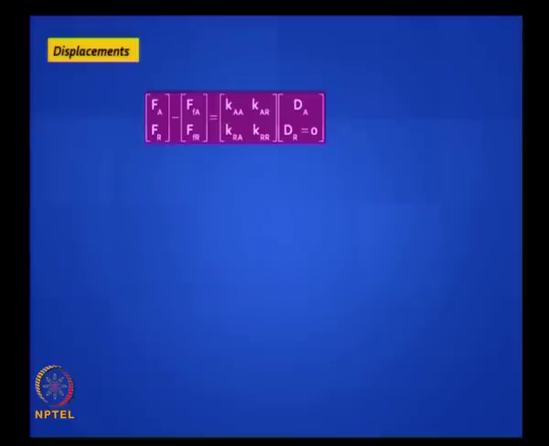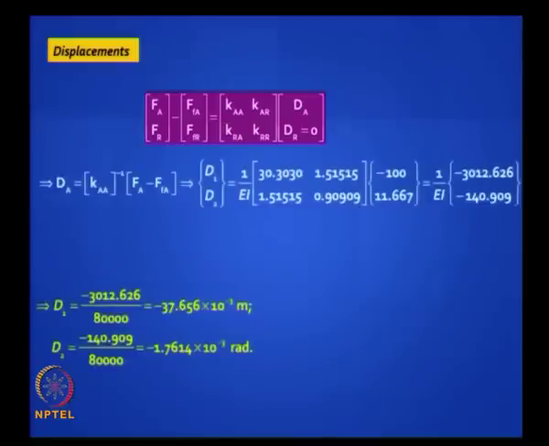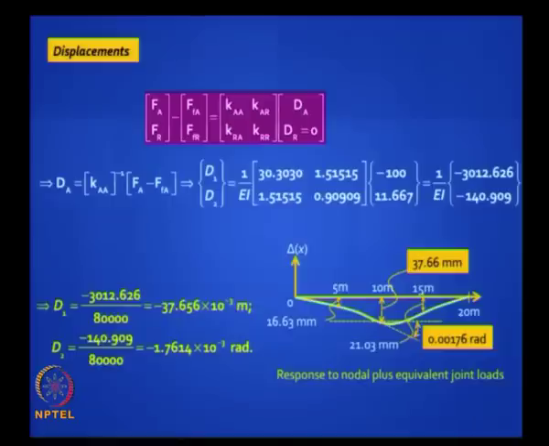Then you substitute in your equations, find out your unknown displacements, plug in those values. If you want, you can look at the deflected shape. D1 is minus 37.7 millimeters. So minus means it went down and should have gone down anyway because the loads were all acting downward. And D2 is a rotation, minus means it is actually clockwise, not anti-clockwise.